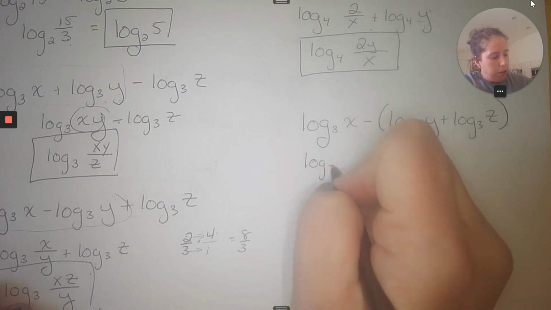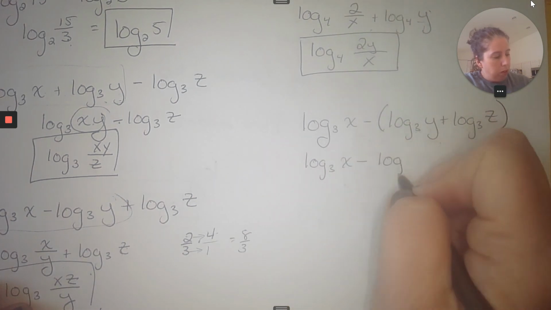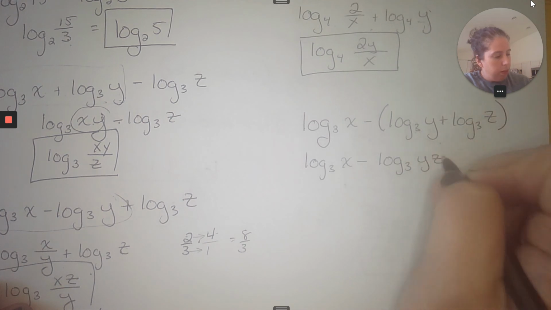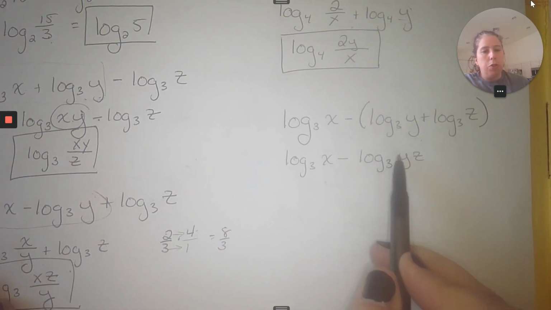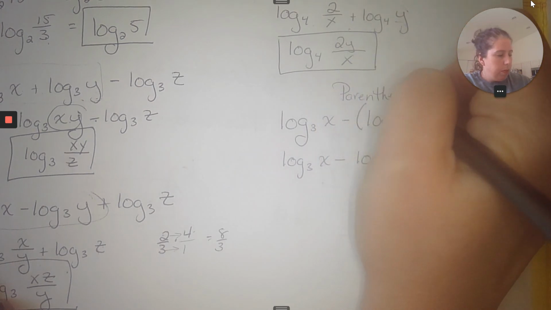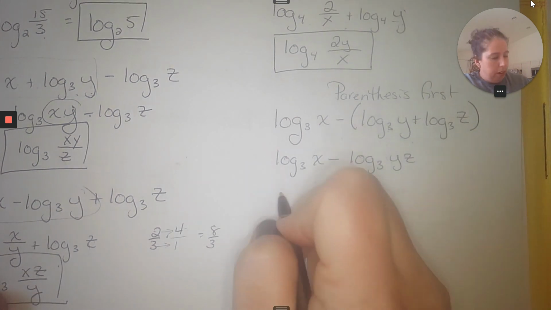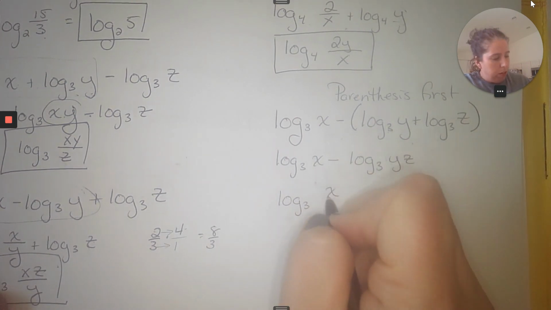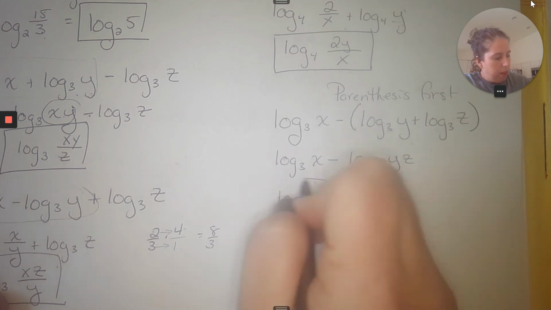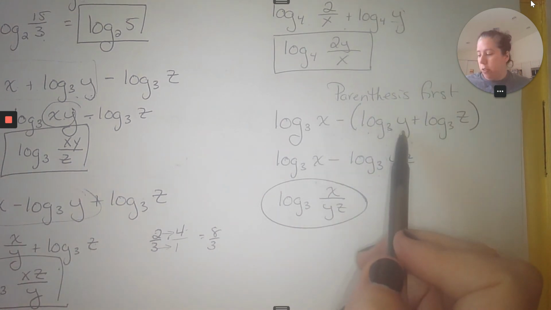So it's log base 3 of x minus, now this is plus, so that means we're going to multiply, log base 3 of yz. Okay, so we're going to do the parentheses first. Remember, parentheses first. Now we're going to divide it. So it becomes log base 3 of x over yz. So if it's got parentheses, do the parentheses first. Get rid of that and then you can do whatever you need to do.